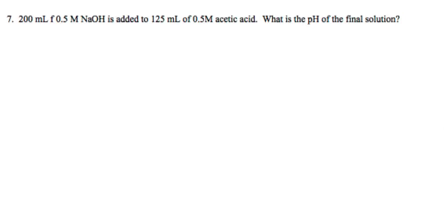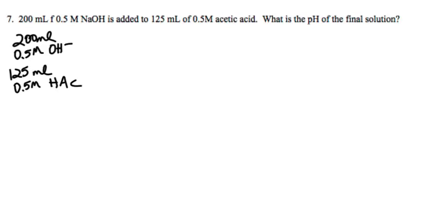Okay. Here we go. 200 mils of 0.5 molar base invader is added to 125 mils of 0.5 molar acetic acid. So it's the same invasion we had earlier. We're just invading our acid with the base. So we do our stoic table. Going to go to completion, and we're going to make the acetate ion plus water.